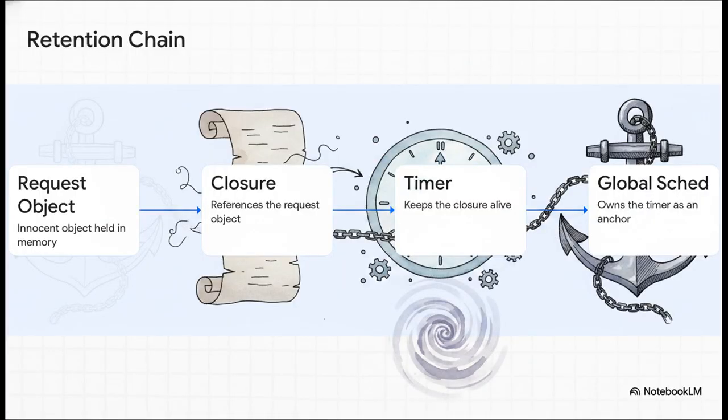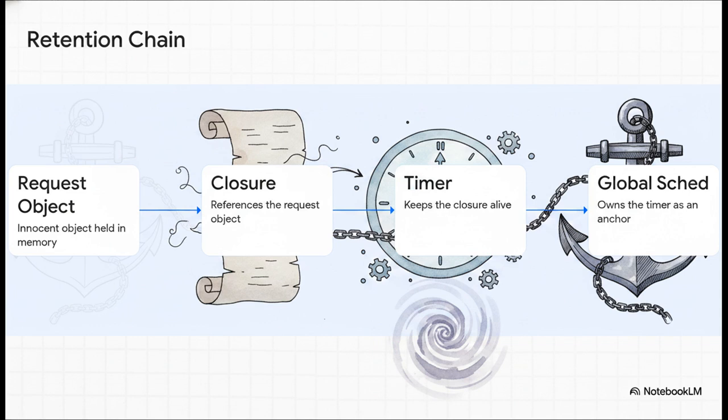Now, the crucial mechanism here is the ownership chain. Let's trace a classic hostage situation together, all right? Imagine you spot a lingering request object in your snapshot. Why is it still there? Well, because a closure is referencing it. When a function is defined, it traps its surrounding state in a closure, so it has the context it needs to run later. But okay, why is that closure still alive? Because it's being held by a timer. And why hasn't the timer fired and died yet? Because a global scheduler owns it. See, the request object itself is just an innocent bystander. It's totally not the bug.